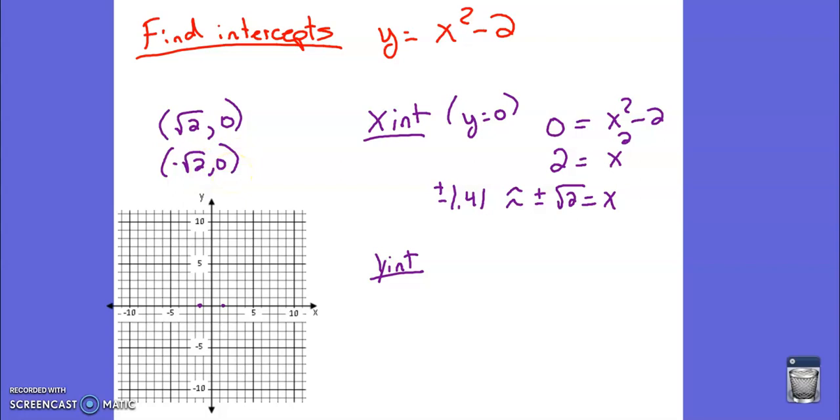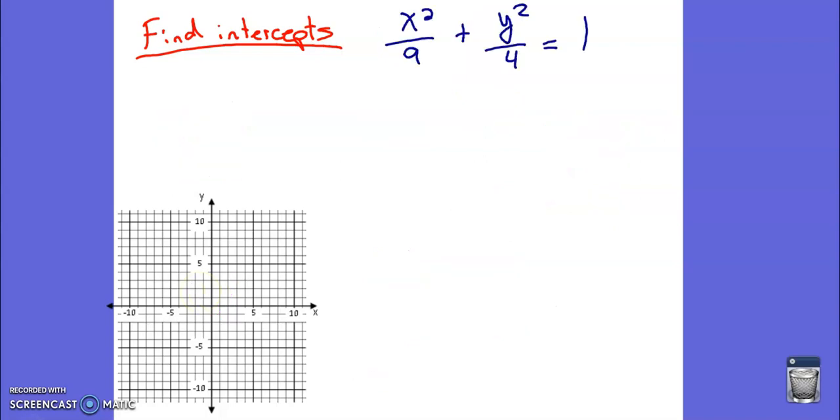All right, so for the y-intercept, we're going to put x equals 0, and so literally y equals negative 2. You just put a 0 right there. And so you get y equals negative 2, and that's the y-intercept. So 0, negative 2 is the y-intercept for that. So if I did graph it, it would look like this. All right, so that's finding the x-intercepts and finding the y-intercepts.